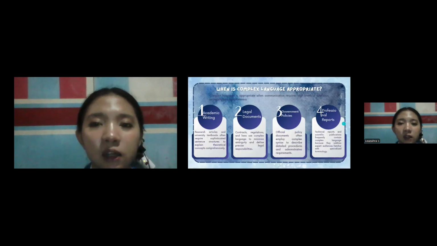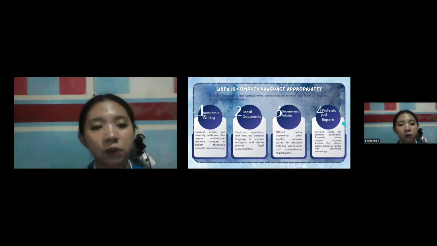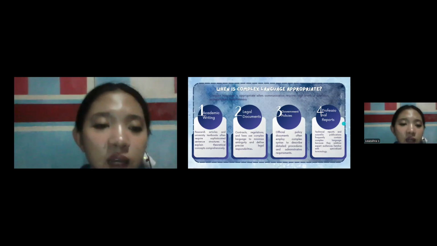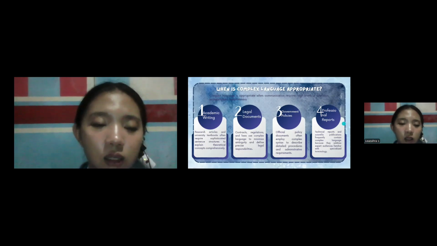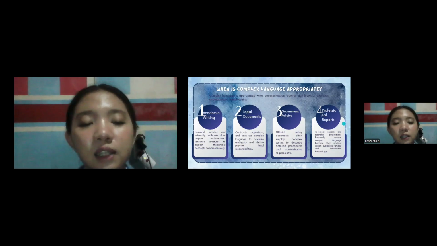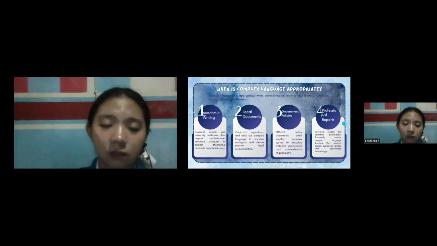When is complex language appropriate? One, in academic writing. Research articles and university textbooks often require sophisticated sentence structures to explain theoretical concepts comprehensively. Two, legal documents. Contracts, regulations, and laws use complex language to minimize ambiguity and define precise legal responsibilities.